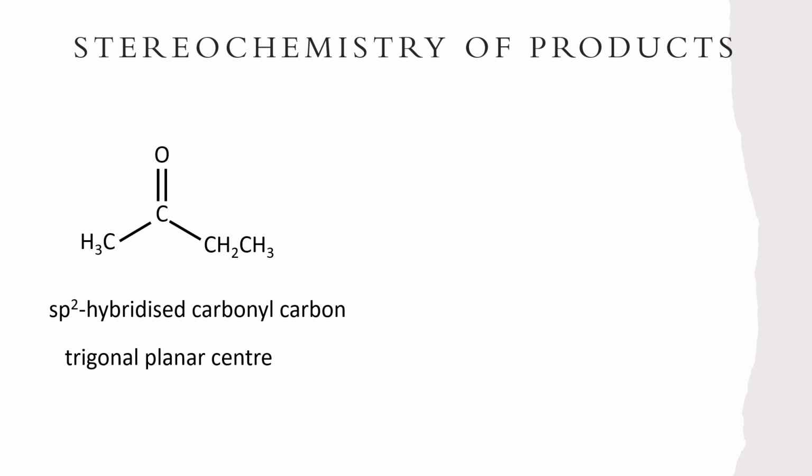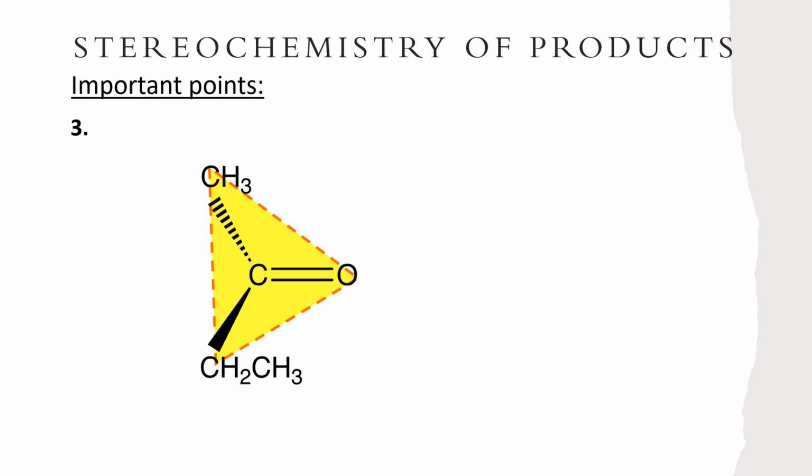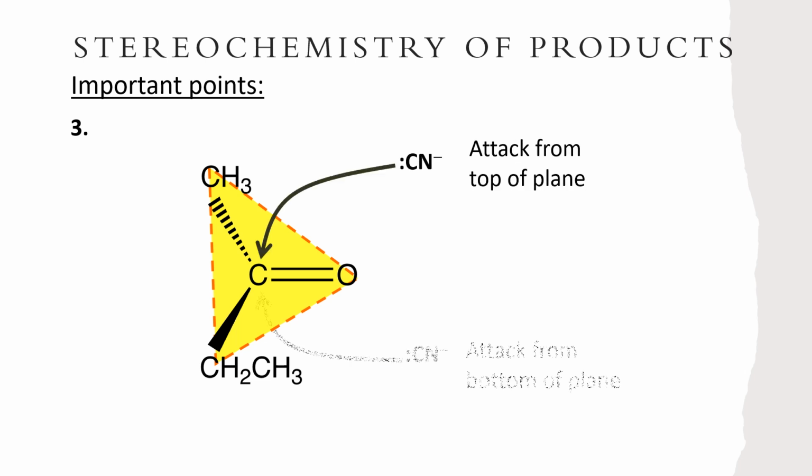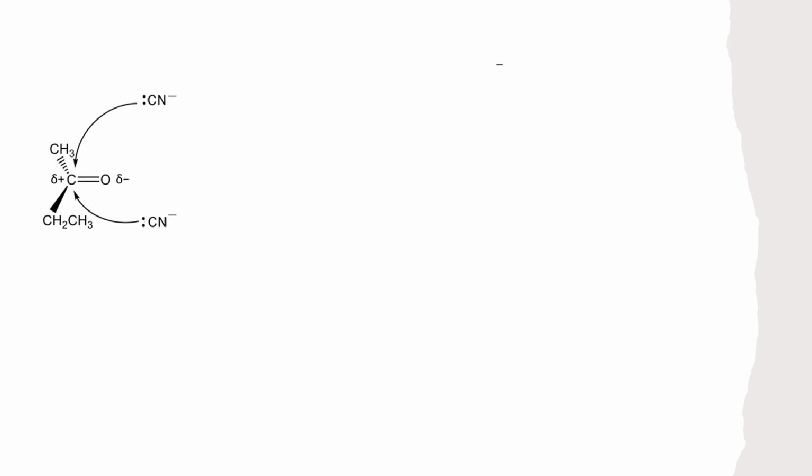Let's begin with the carbonyl carbon, which is sp2 hybridized. Note that the arrangement around this carbon is trigonal planar. Due to this flat planar arrangement, the nucleophile can attack this carbon center from either the top or the bottom of the plane with equal probability.